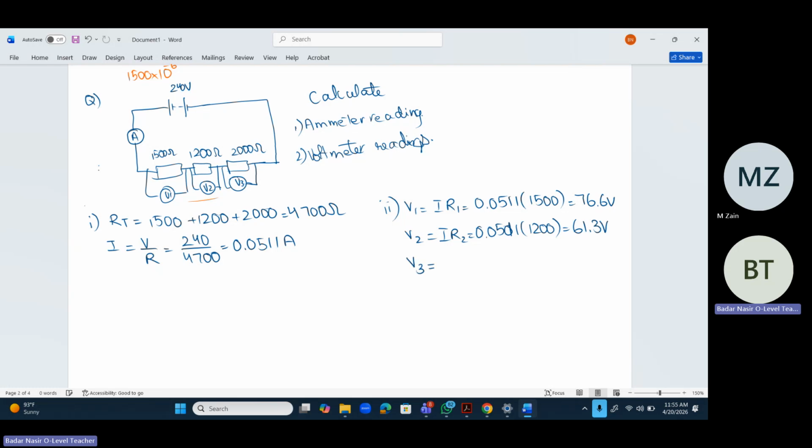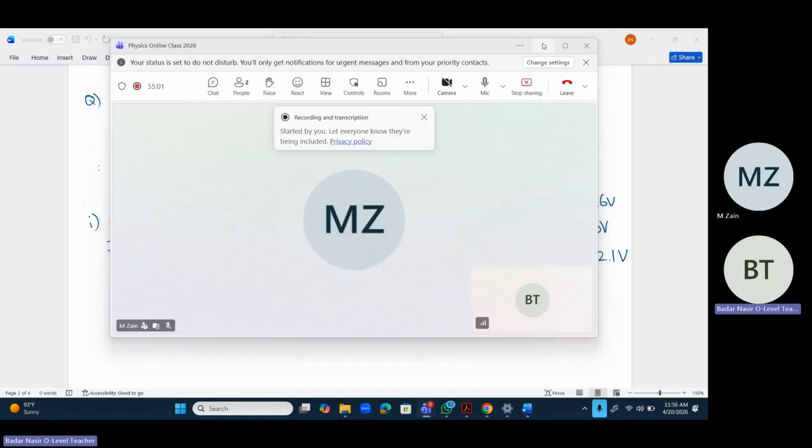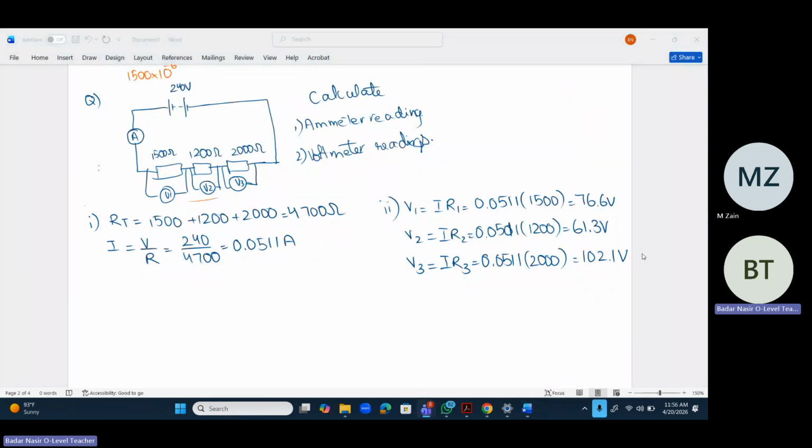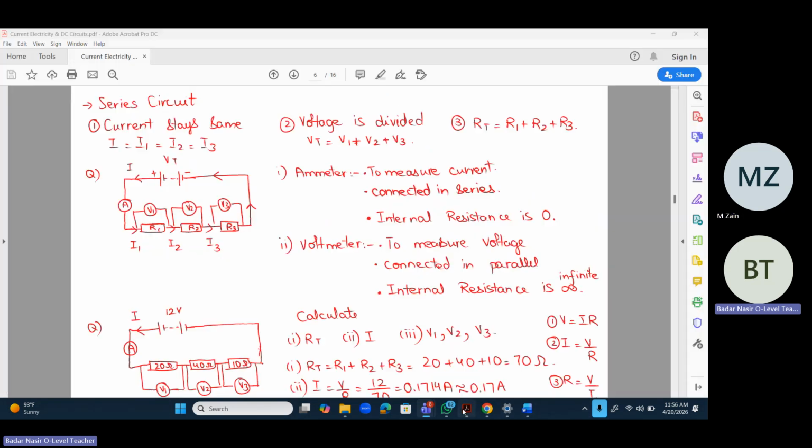And last, with 2000, it's 102.1 volts. So this is how we find out the voltages and the current for the series circuit. Okay, I hope it's clear now. Any problem with that? No, sir. Perfect.